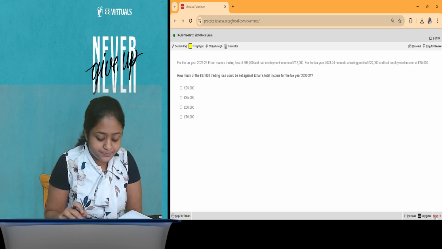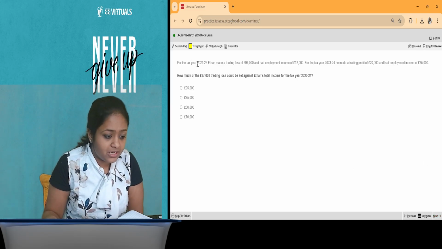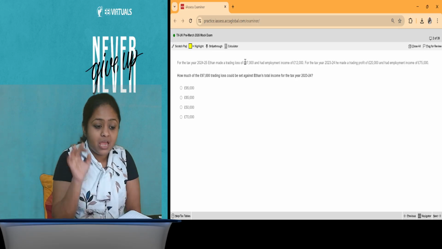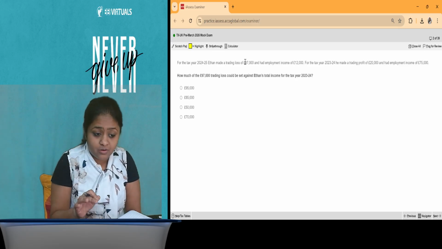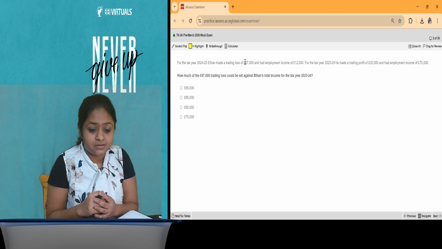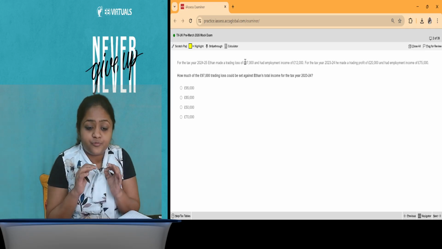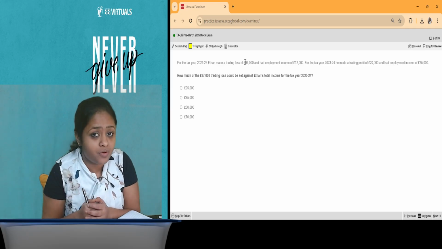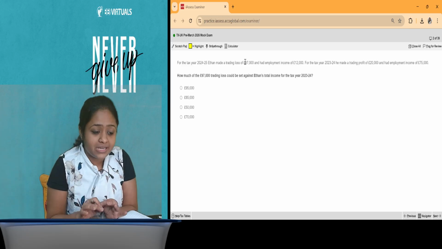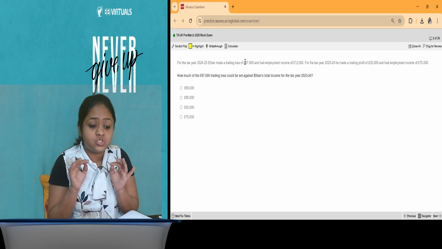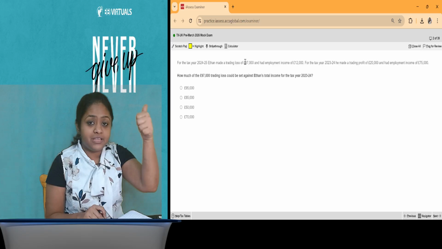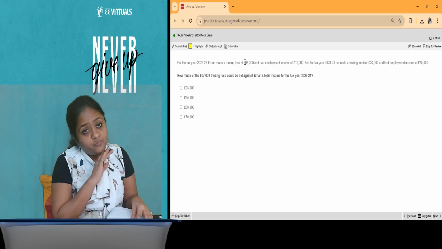For the tax year 24-25, Ethan Limited made a trading loss of 97,000 and had an employment income of 12,000. For the tax year 23-24, that is the previous tax year, they made a trading profit of 20,000 and an employment income of 75,000. How much of the 97,000 trading loss could be set against Ethan's total income for the tax year 23-24?